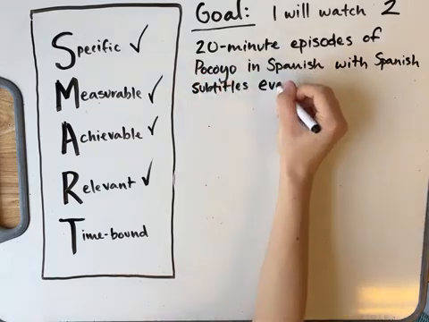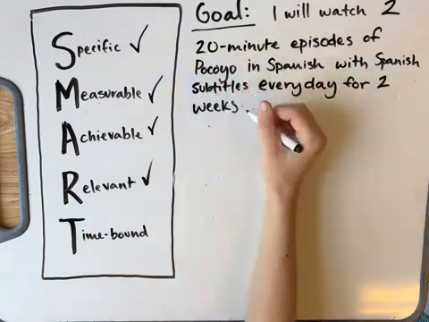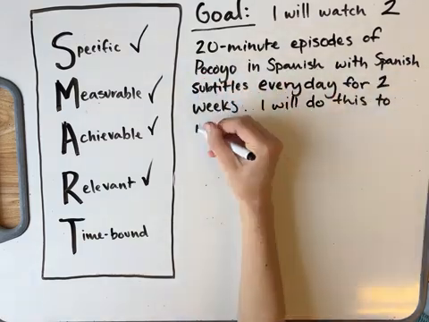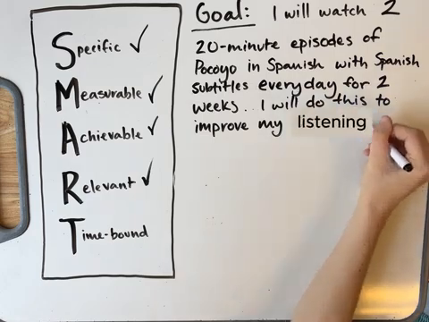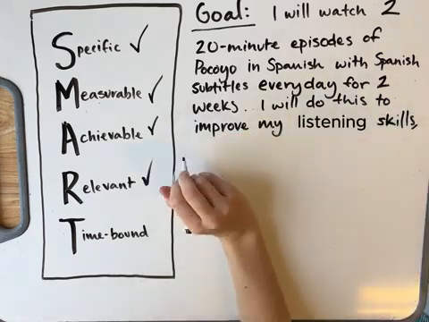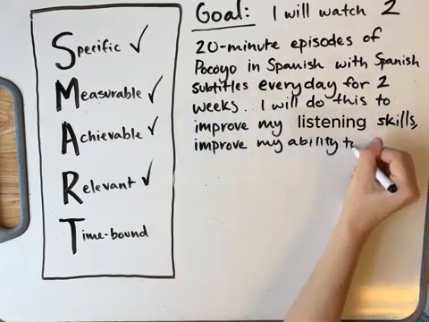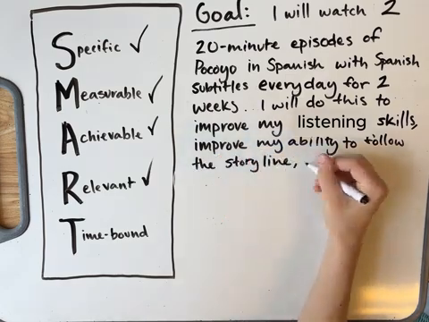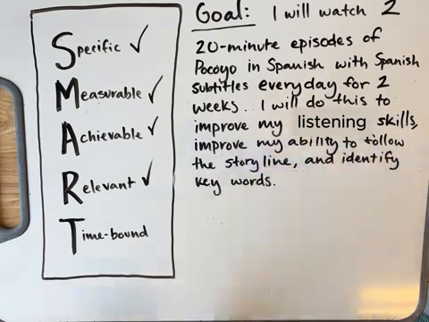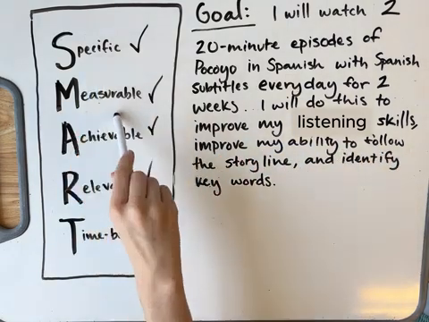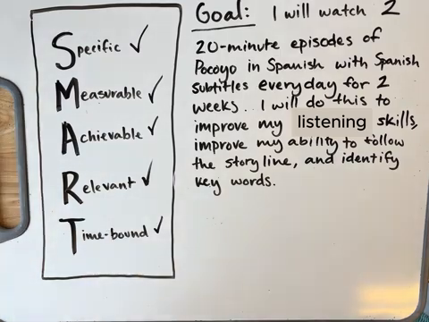Our final SMART goal is, I will watch 2 20-minute episodes of Pocoyo in Spanish with Spanish subtitles every day for 2 weeks. I will do this to improve my listening skills, improve my ability to follow the storyline, and identify keywords. Now our goal is SMART. It's specific, measurable, achievable, relevant, and time-bound.